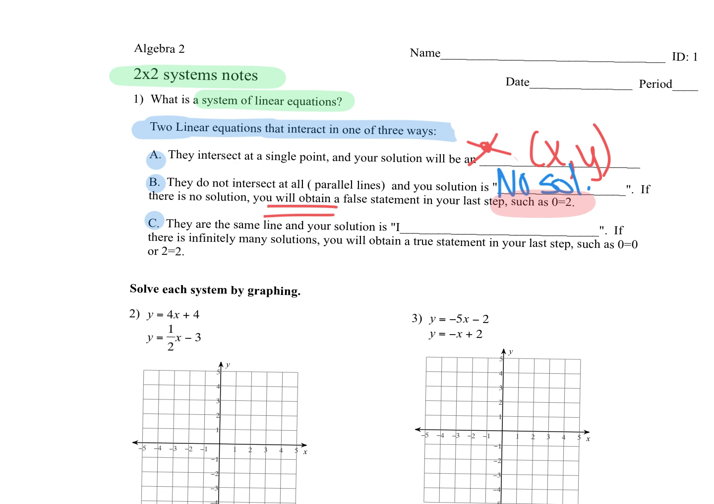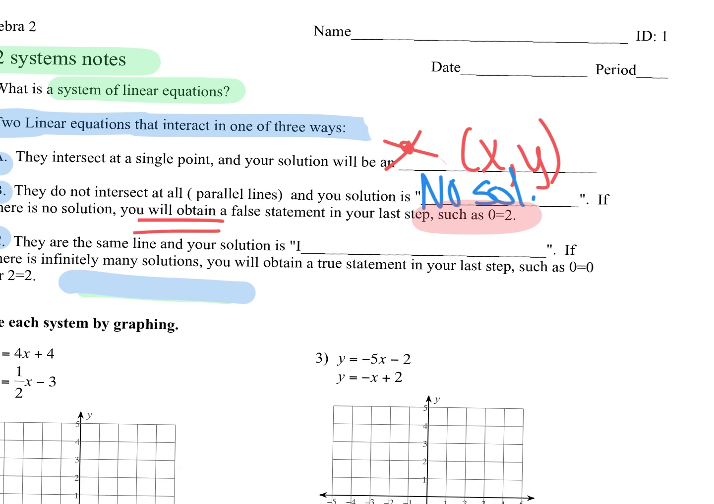And then another way they can interact is sometimes when you write lines in different forms, like standard form and slope-intercept form, they end up being the same line. So you would graph the line and then graph another one on top of it, and it's the same line. In this case, there would be infinitely many solutions. So I'm going to abbreviate that, infinitely many solutions.